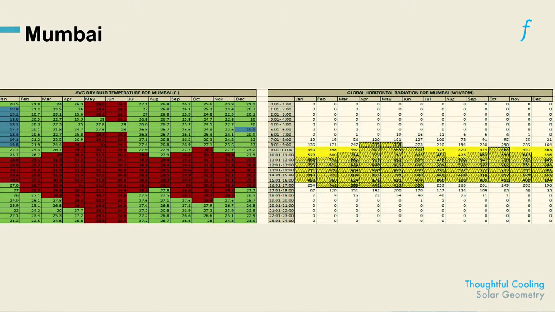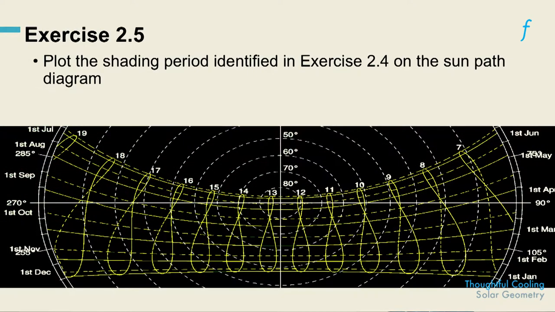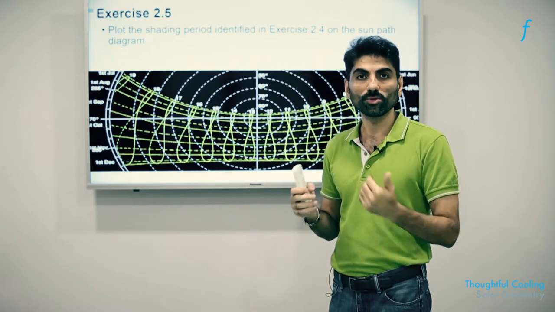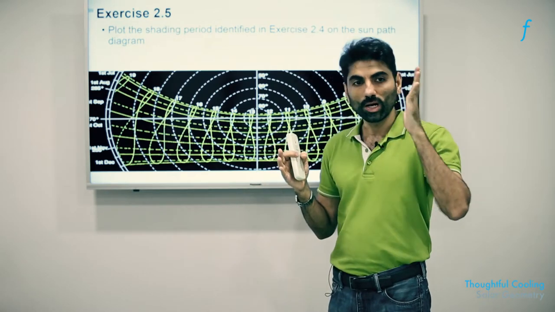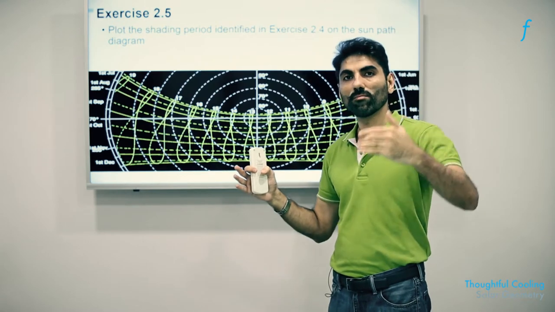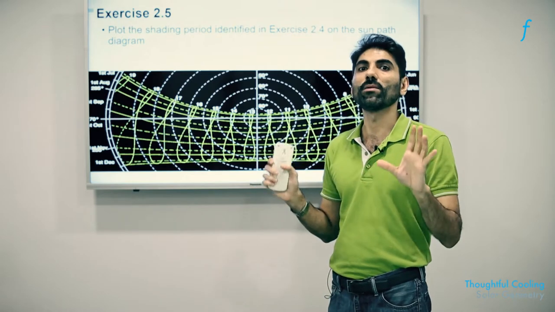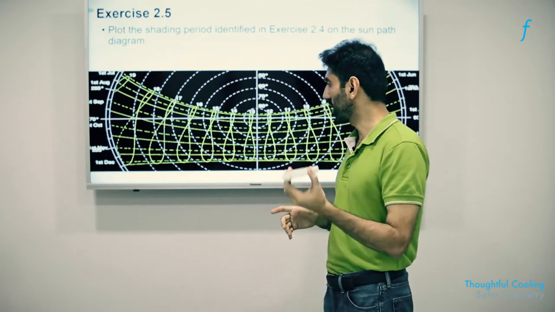Mumbai is similar to Chennai in terms of its requirements, of course, because they both fall in a similar sort of climatic zone of India. And the same exercise would be conducted for Mumbai. What that would lead to is some sort of response saying that we need control from solar radiation, or some sort of shading, from, say, 10 o'clock to 5 o'clock in April, May, June, and July. And that's my primary radiation challenge, my shading challenge.